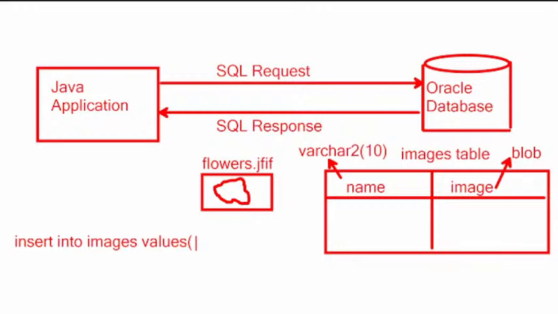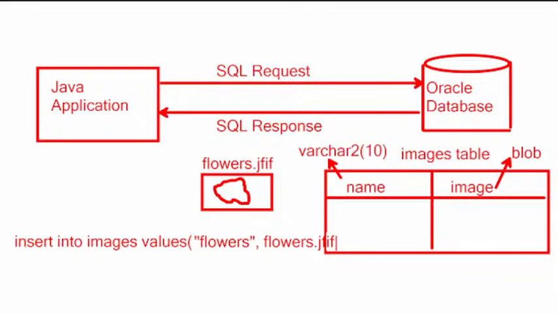Some name of the image. Okay, name also flowers. Next, flowers in string format. Flowers. Next, what do we write? Flowers dot jfif. If I write, is the image stored? File name stored. If you write like this, what will be stored? Is the file content going to be stored, or is the file name stored?